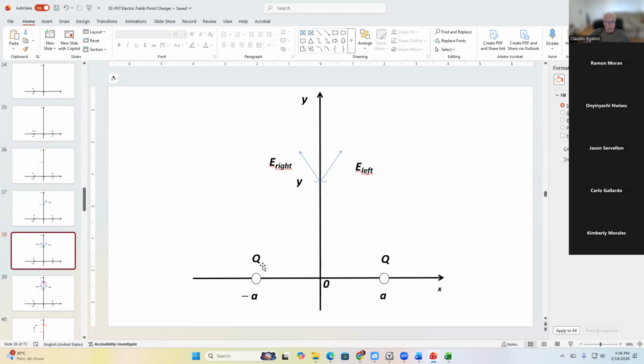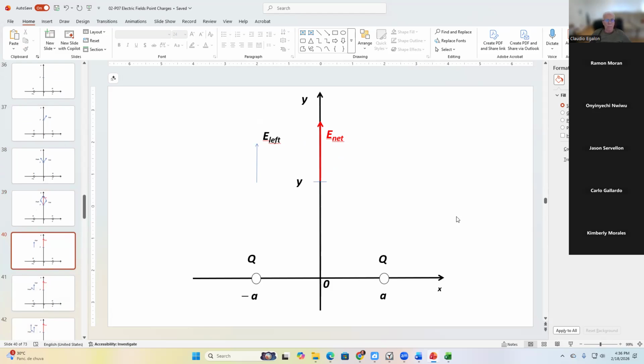Because those two charges have the same magnitude and they are equidistant to this point here along the y-axis, the magnitude of this field is going to be equal to the magnitude of this other field, right? It's just the direction that's going to be different. And here you go. When you sum those two fields, we get an electric field in this direction. Okay? Here you go.